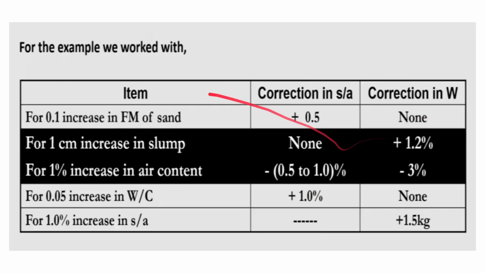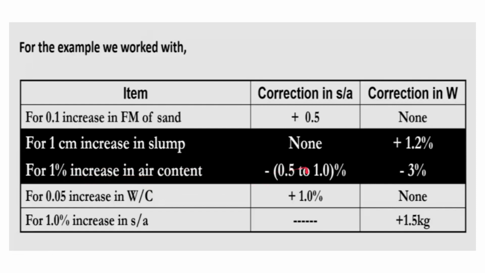In this example, let us consider that there are minor changes in slump and air content. Say for example, the slump has decreased by 1 centimeter, and the air content has also decreased by 1%. So we need to increase the slump by 1 centimeter and the air content by 1%.